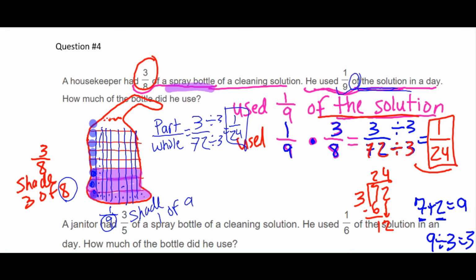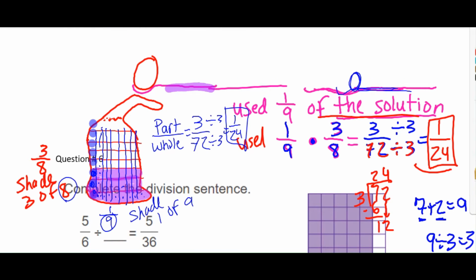So the main thing is to know what the of is to multiply. You have to figure out what is 1/9 of 3/8, because 3/8 is what you're starting with, and you need to use 1/9 of it.